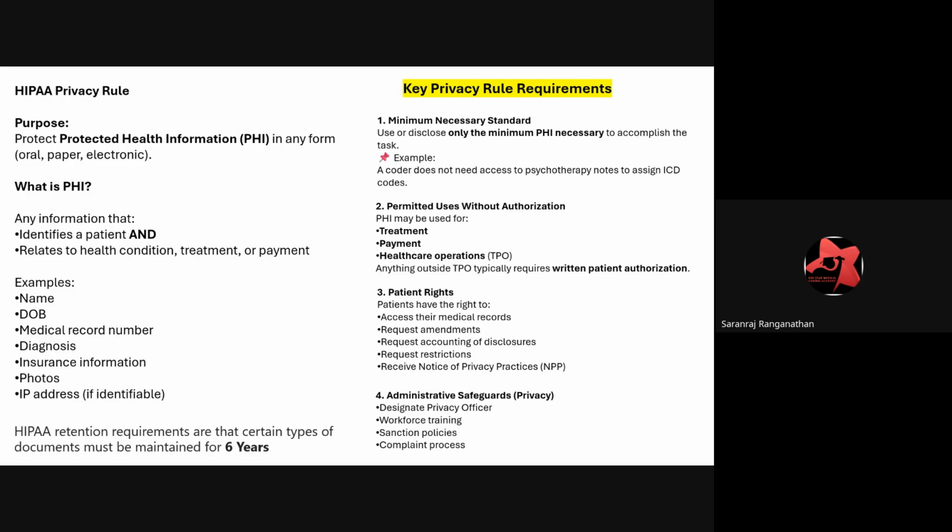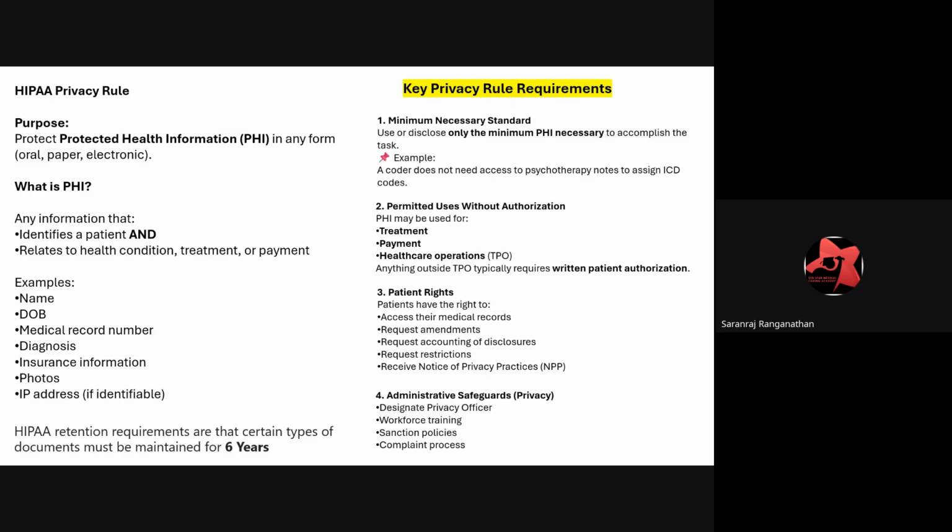These three things. Then third is patient rights. Patients have the right to access their medical records, request amendments, request an accounting of disclosures, request restrictions, and receive the notice of privacy practices. NPP, we call it the notice of privacy practices. These are all rights the patient has. So you can request and you can provide access, you can restrict the access. All these things can be done by the patient when it comes to the privacy rule requirements.